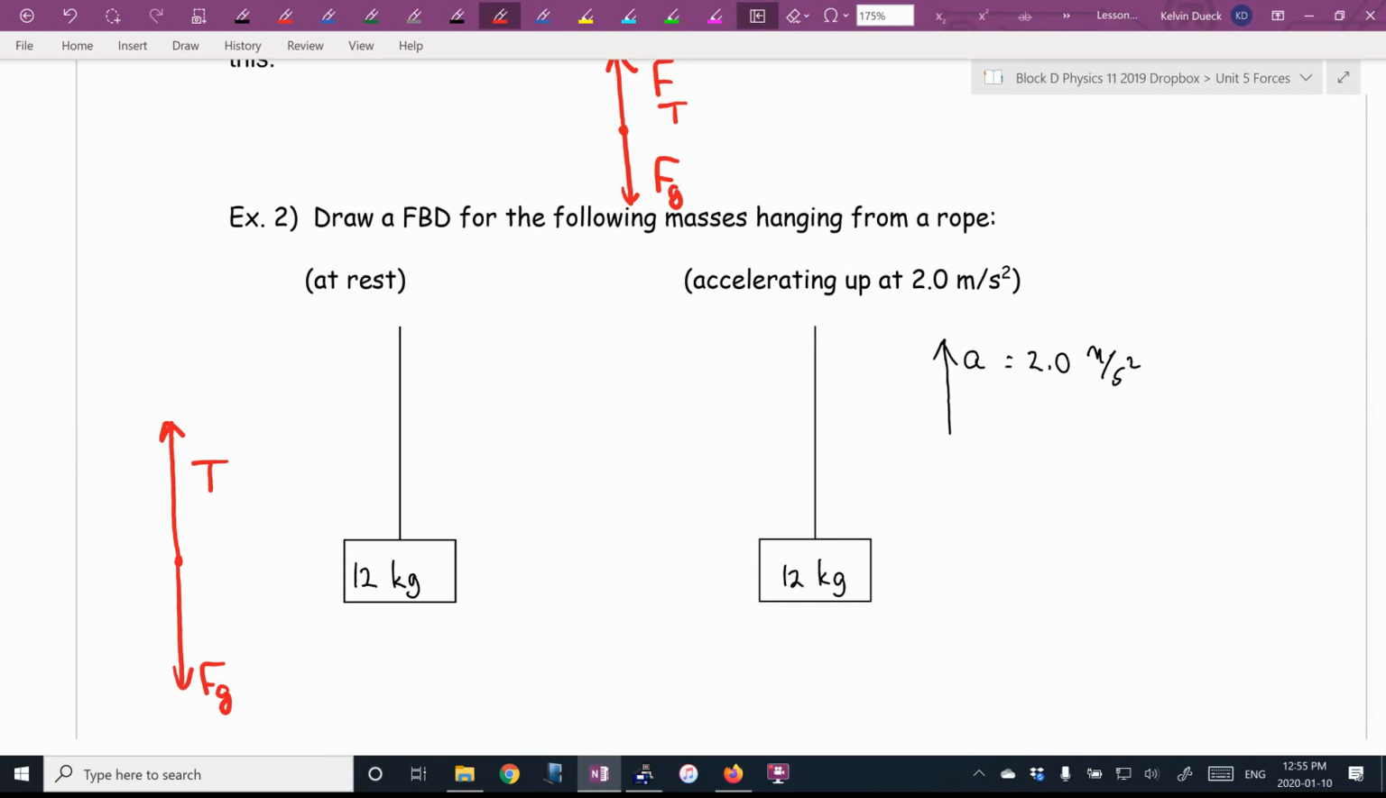Will the right-hand diagram be the same? Let's find out. On this right-hand situation, it wants us to draw a free body diagram. Kai, what are the forces acting on this object? Get the obvious one.